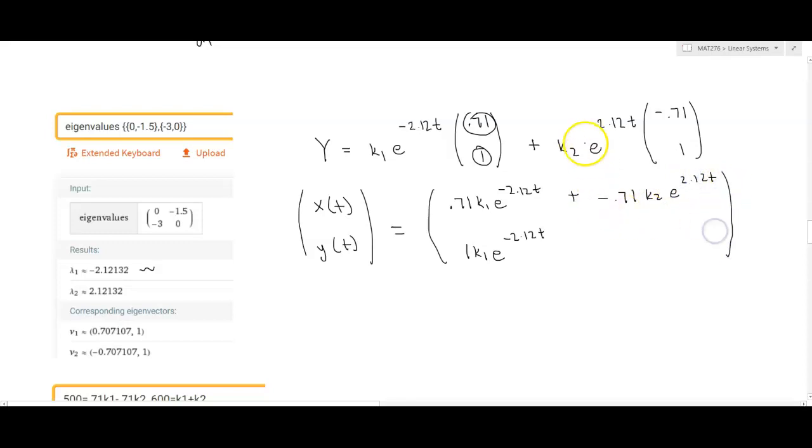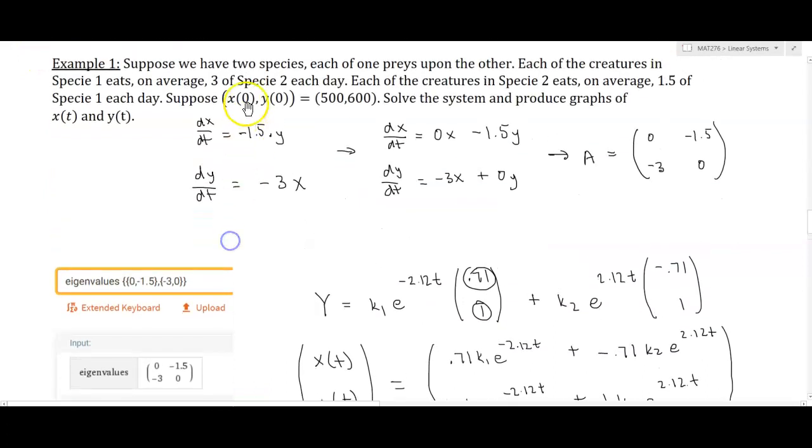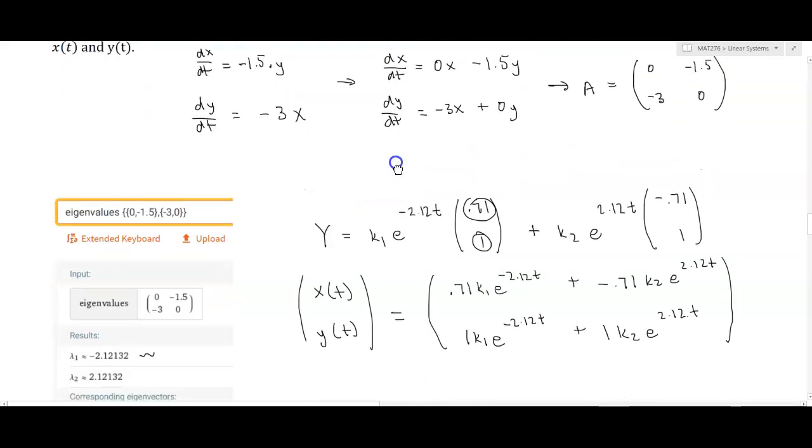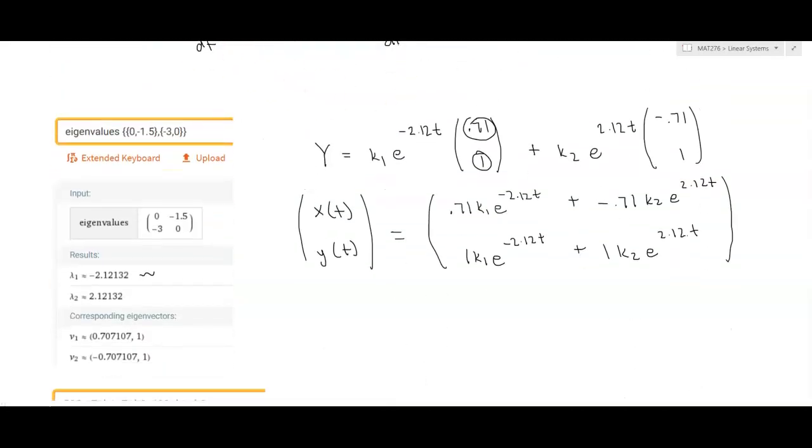And then for my second y term, I'll have plus k2 e to the positive 2.12t. So I have my x of t as the top equation, my y of t as the bottom equation. We've said in this problem that the initial condition for x at time 0 is 500, and the initial condition for y at time 0 is 600. And so we can now solve for our initial conditions.